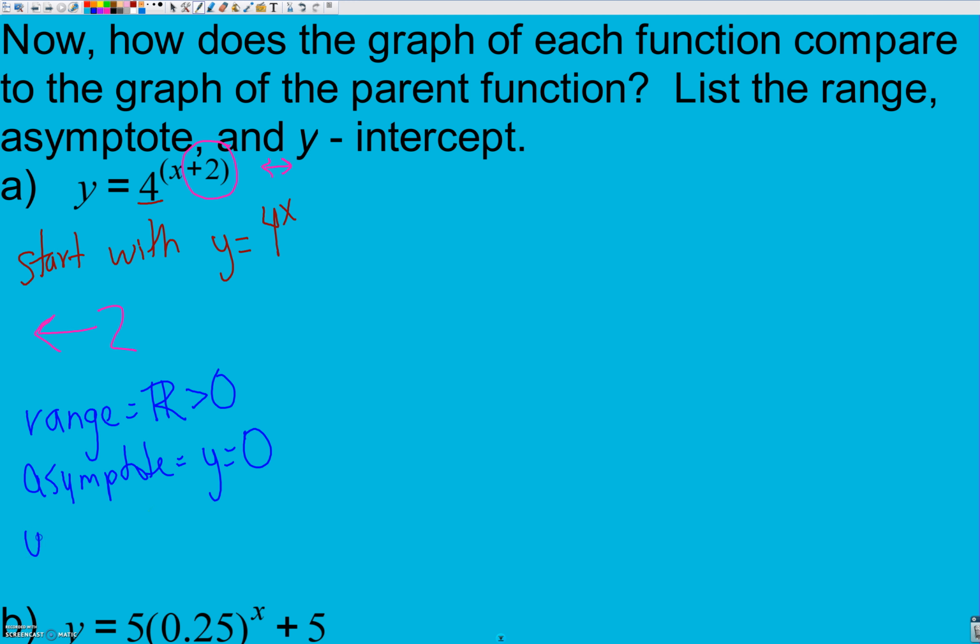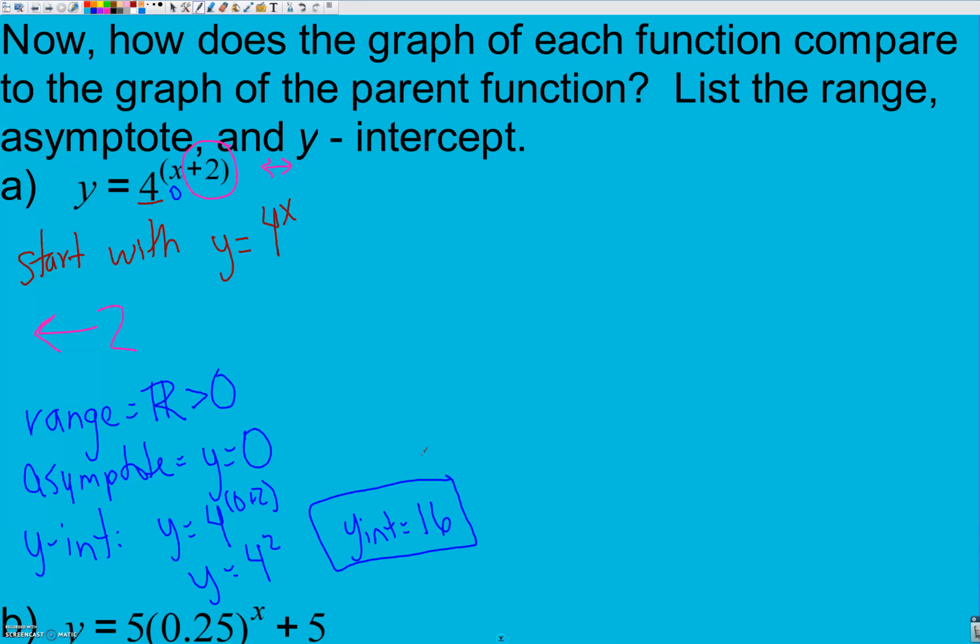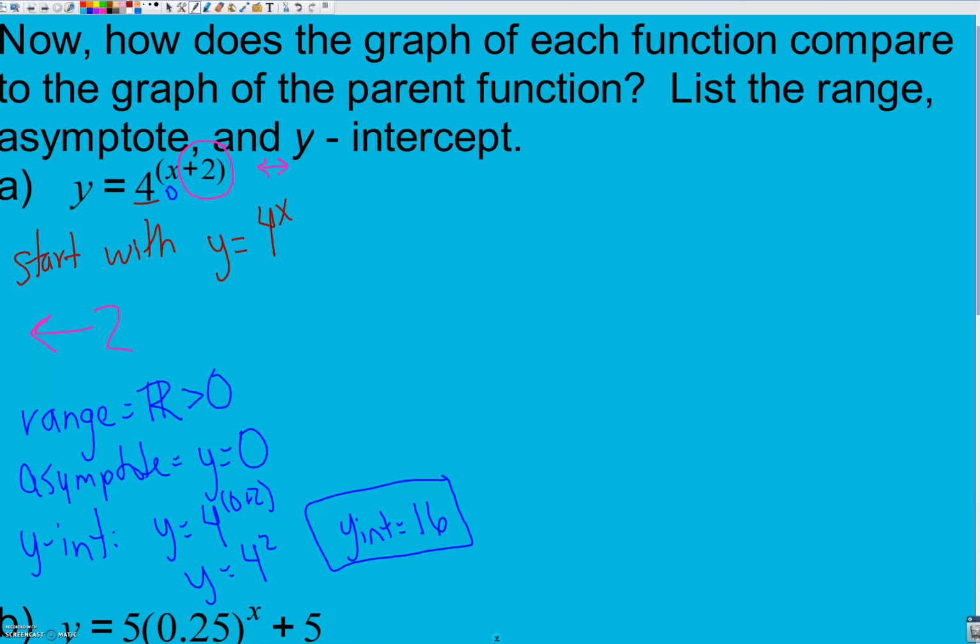To find our y-intercept, we make x 0. We have y equals 4 to the 0 plus 2 power. Y equals 4 squared. So our y-intercept is going to be 4 squared, which is 16. So we went 2 units to the left, and the y-intercept becomes 16. Our range and our asymptote did not change. I'll give you guys a second to try B. You can go ahead and pause.